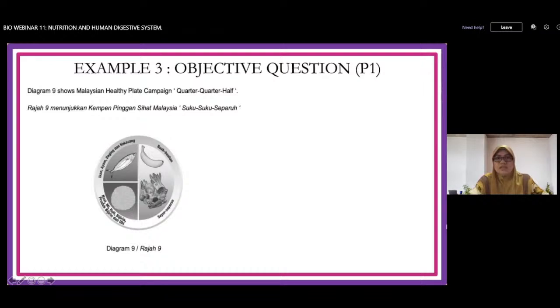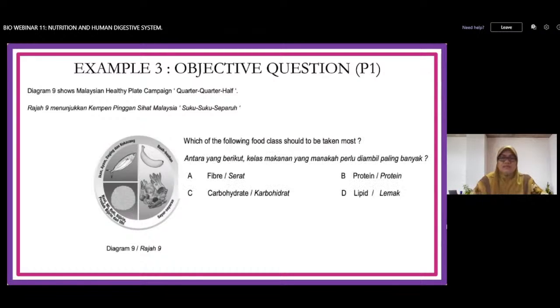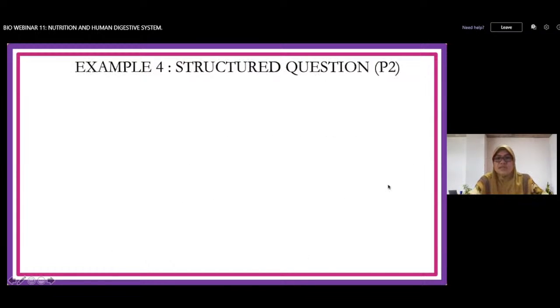Okay, tengok satu lagi soalan, simple je soalan ni, mesti boleh jawab kan. Daripada gambar rajah yang tadi, which of the following food classes should be taken most? Mana kena ambil paling banyak? Jawapan dalam diagram ni juga. Kamu nampak kan, yang separuh paling banyak ambil buah-buahan sayur-sayuran. So jawapan dia adalah A, fiber. Okay, senang.